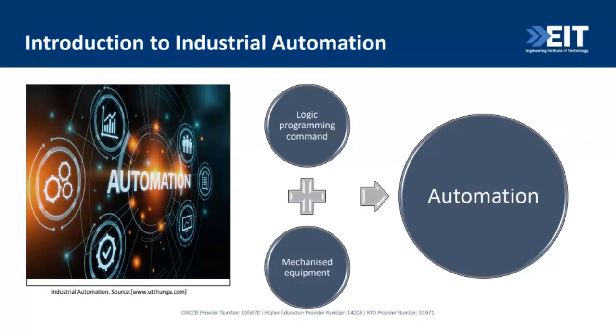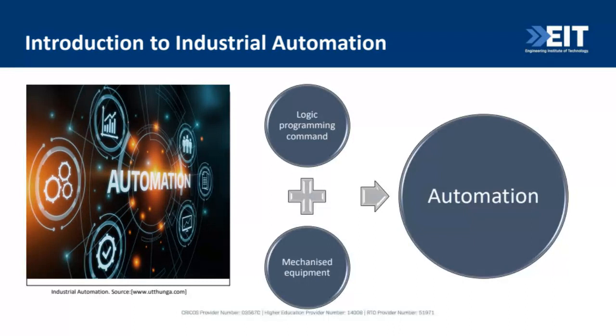So what is industrial automation? Industrial automation is defined as a combination of logic commands and mechanized equipment. When we are talking about mechanized equipment, it doesn't mean just mechanical equipment. It should be mechanized. It includes all mechanized equipment like switches, even non-contacting switches like SCRs, thyristors, high frequency fast switching devices.